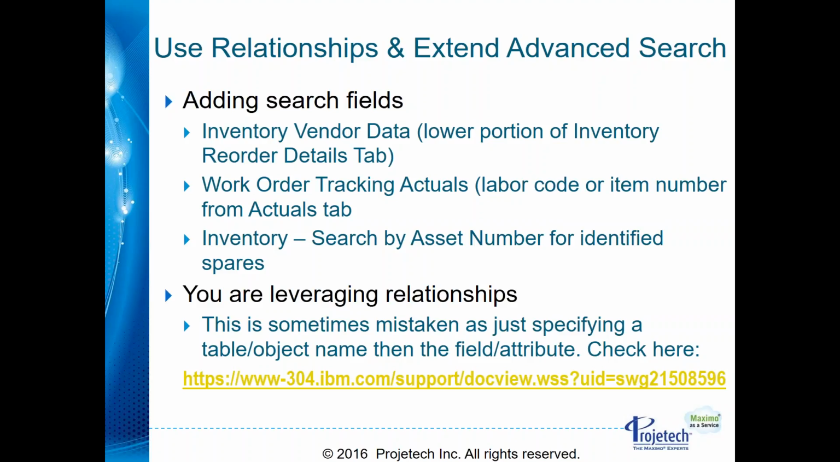Similarly, and this one actually came in this morning, so I added it in. A client in Ohio wants to search for their parts, but they want to be able to reference the asset number in the inventory application so they can find those that are associated with an asset. Modify the advanced search, leveraging the relationship.